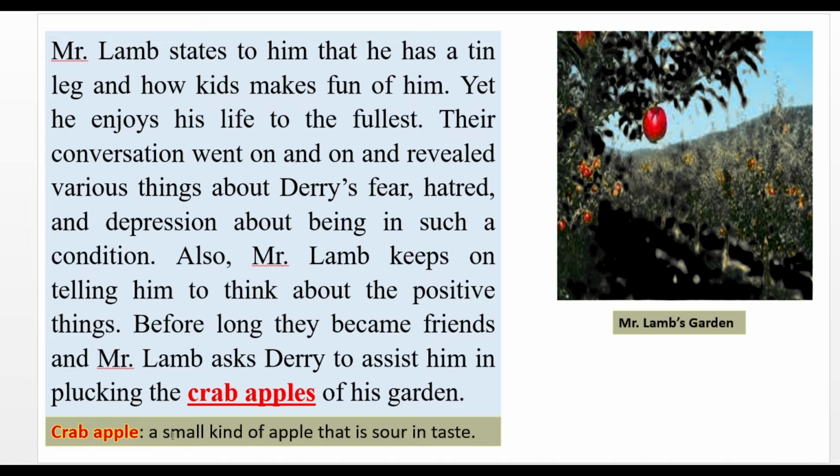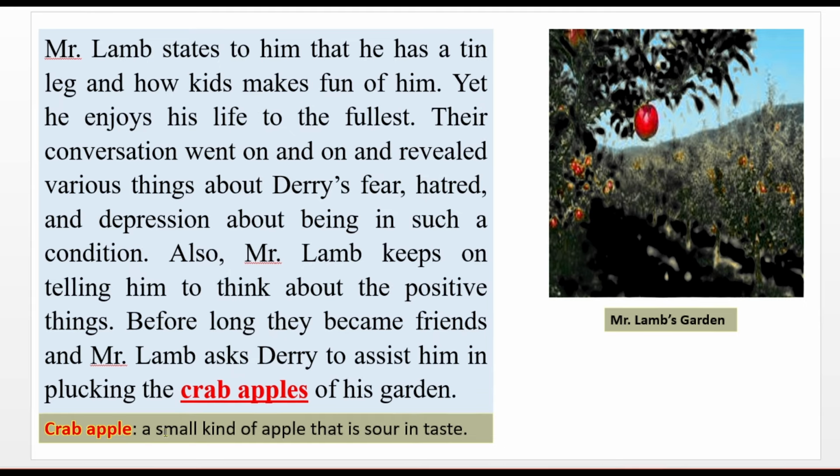Therefore, Mr. Lamb also states to Mr. Derry that he also has a thin leg and how kids make fun of him. The conversation went on and revealed various things about Derry's fear, hatred, and depression about being in such a condition.